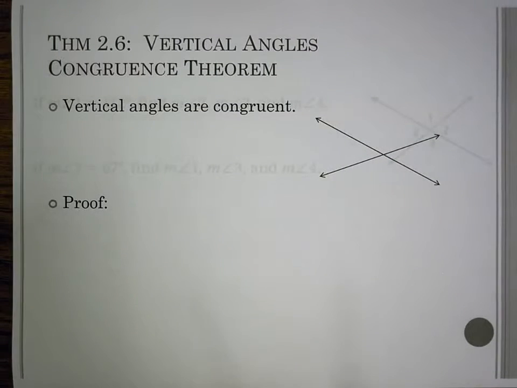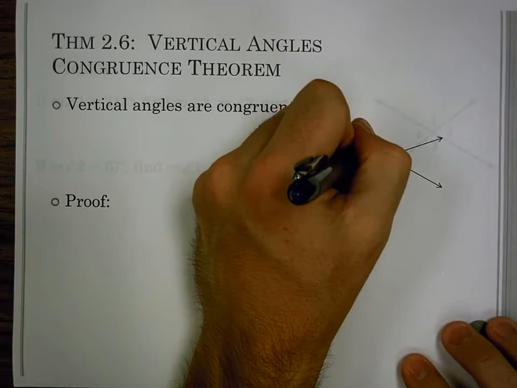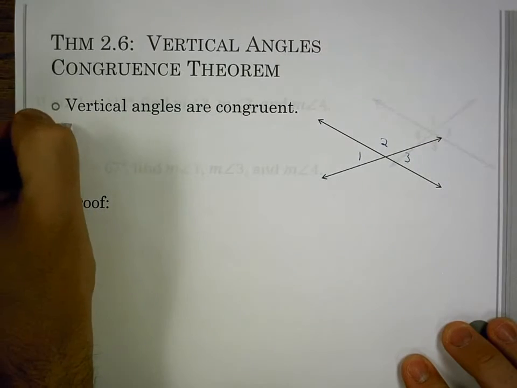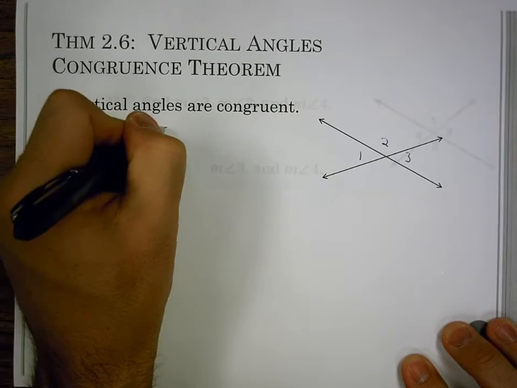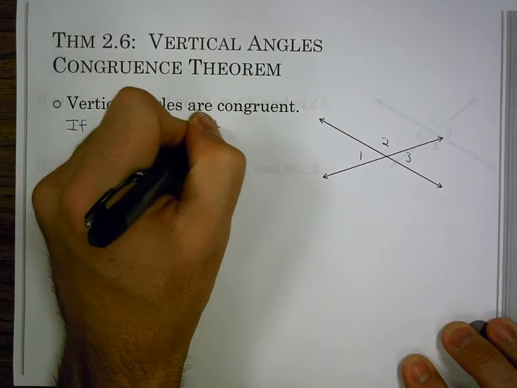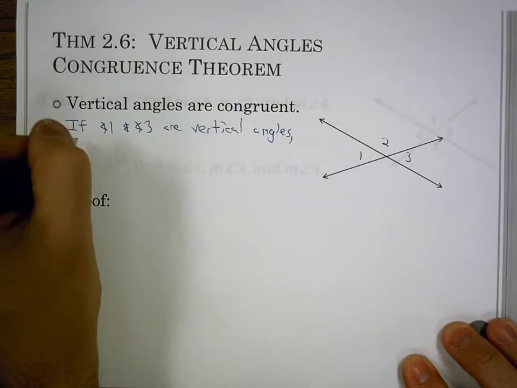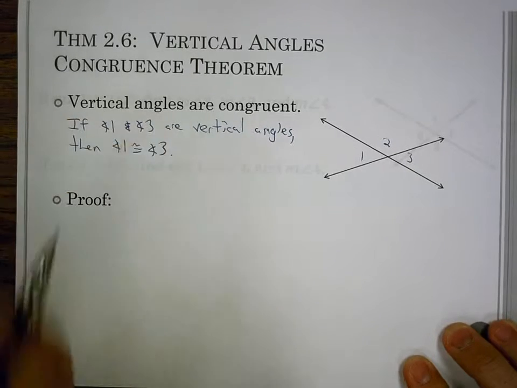Okay, so our next theorem is the vertical angles congruence theorem, and this tells us that vertical angles are congruent. So let's label here. Let's call this 1, 2, and 3. So here I'm going to say if angle 1 and angle 3 are vertical, then angle 1 is congruent to angle 3.